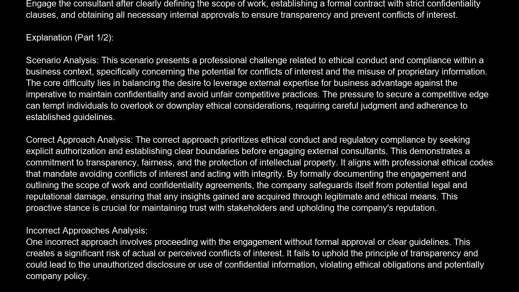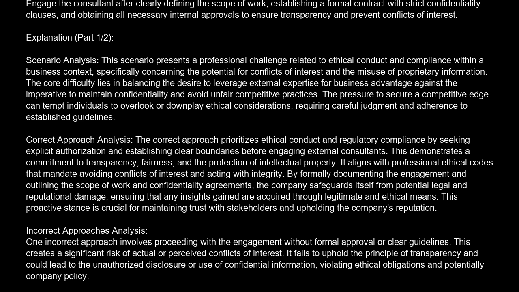The correct answer is D. Engage the consultant after clearly defining the scope of work, establishing a formal contract with strict confidentiality clauses, and obtaining all necessary internal approvals to ensure transparency and prevent conflicts of interest. Explanation. Scenario analysis. This scenario presents a professional challenge related to ethical conduct and compliance within a business context, specifically concerning the potential for conflicts of interest and the misuse of proprietary information. The core difficulty lies in balancing the desire to leverage external expertise for business advantage against the imperative to maintain confidentiality and avoid unfair competitive practices.